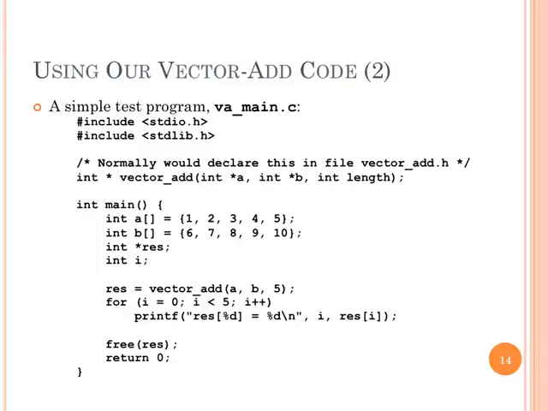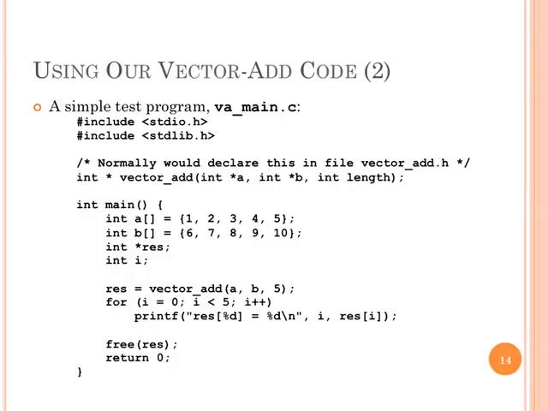We have an int star for the results. And we go ahead and add the 2 vectors together, which means we should get 7, 9, 11, 13, 15 in our output. And then we just have a simple for loop that goes through and prints out the contents of the result. Then we free the result because, hey, the caller allocated it. We ought to be responsible and clean it up. And then we return 0 to indicate the program is happy.